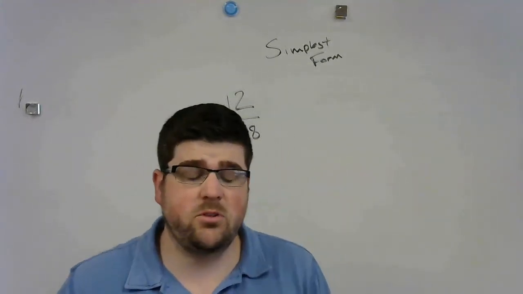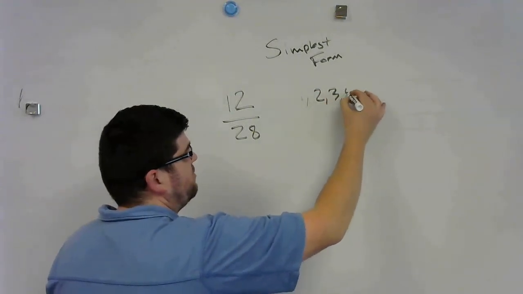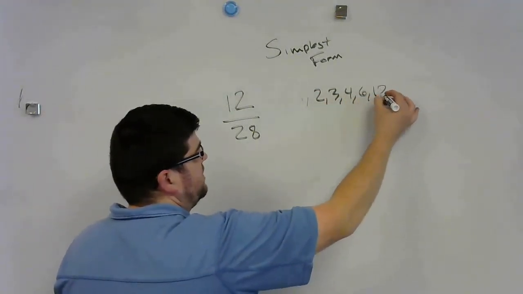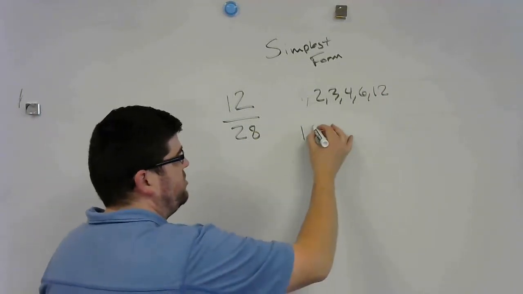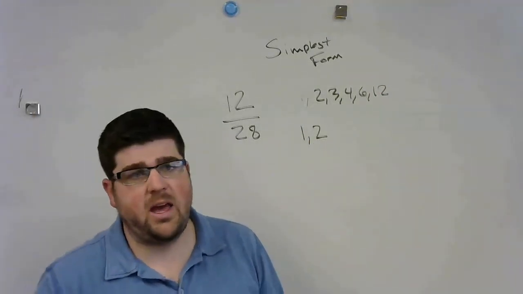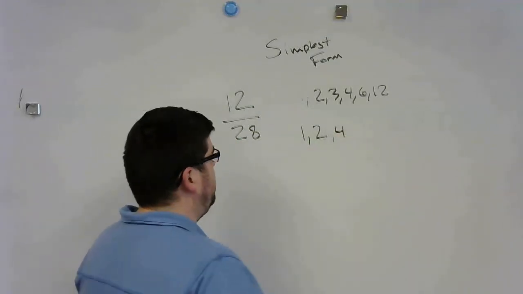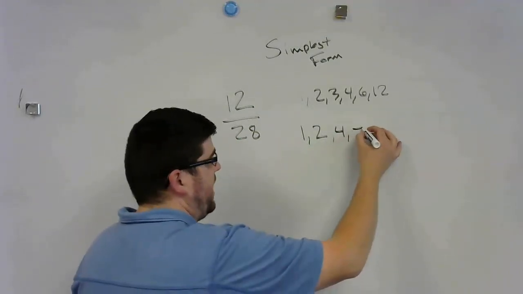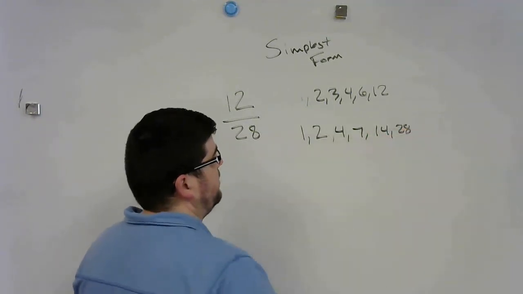Now again, to find simplest form, I'm going to list out the factors of 12. 1, 2, 3, 4, 6, and 12. And the factors of 28: 1 is a factor of 28. 2 is, right? 2 times 14. I can't do 3. 3 can't go into it, but 4 can. 4 and 7. Can't do 5. Can't do 6. I can do 7. And the next one would be 14 and then 28.